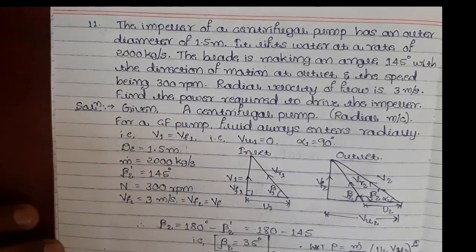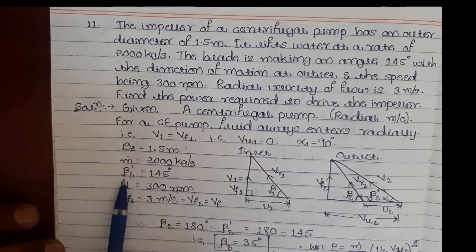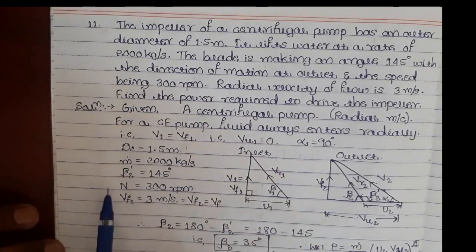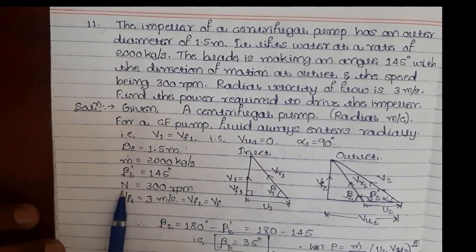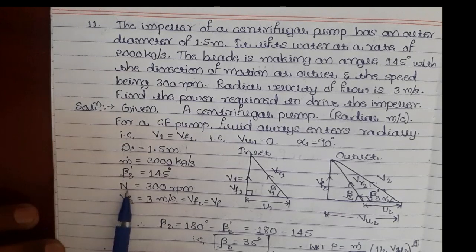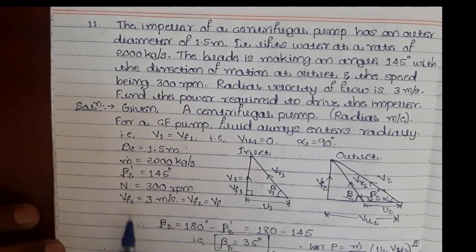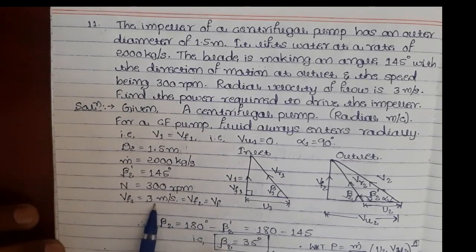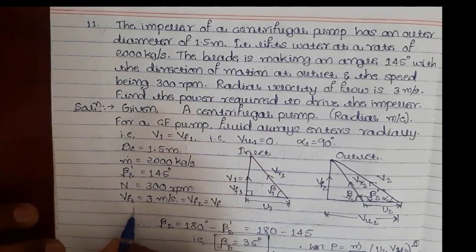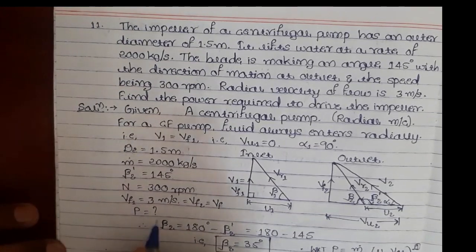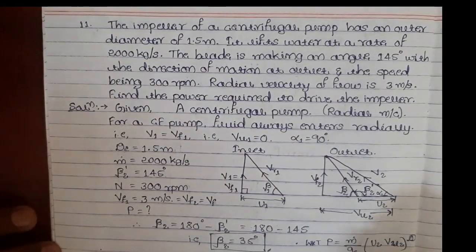Then he says the blade is making an angle 145 degree with the direction of motion, right? And that is why it is beta 2 dash. We will explain about this beta 2 dash while explaining the triangle. Then he says the speed of the wheel is 300 rpm, that is given, fine. Then the flow velocity, which is equal in both the inlet and outlets, is 3 meter per second, right? This is the data given. Now what is he trying to ask us? He is asking us to find out the power of the machine, isn't it?